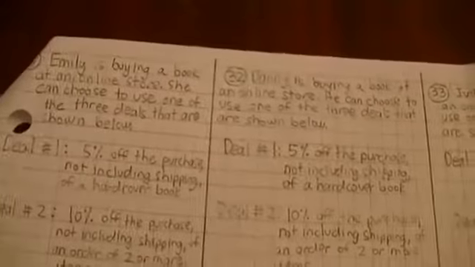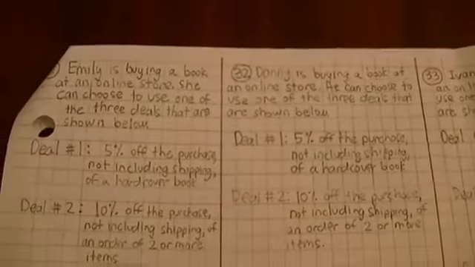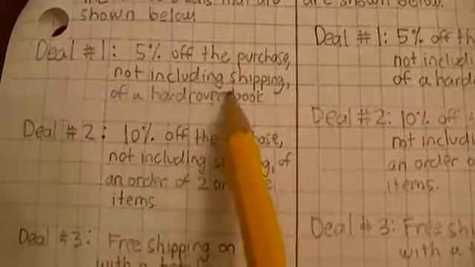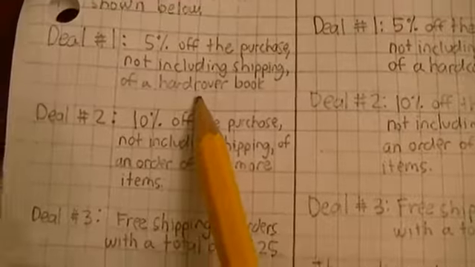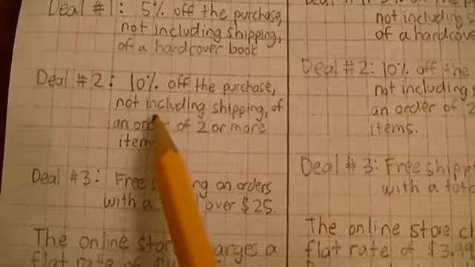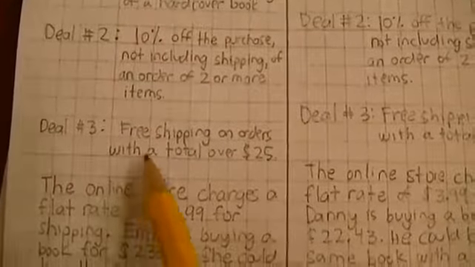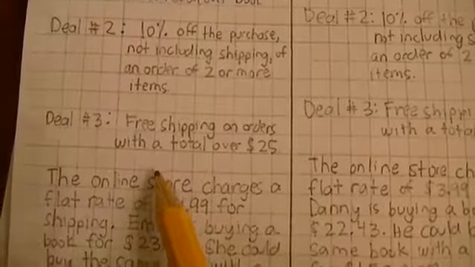Gotta get organized here. Emily is buying a book at an online store. She can choose to use one of the 3 deals that are shown below. 5% off the purchase, not including shipping, of a hardcover book is deal 1. Deal 2 is 10% off the purchase, not including shipping, of an order of 2 or more items. Deal 3, free shipping on orders with a total over $25.